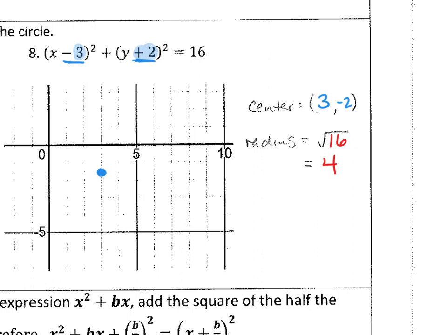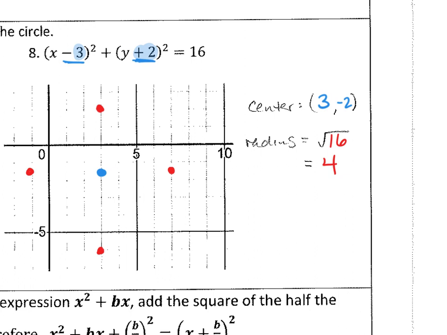So I go 1, 2, let me show you what I'm doing here. I go 1, 2, 3, 4 this direction. I go 1, 2, 3, 4. Gosh, this printed so poorly. 1, 2, 3, 4. 1, 2, 3, 4. And then up 1, 2, 3, 4.